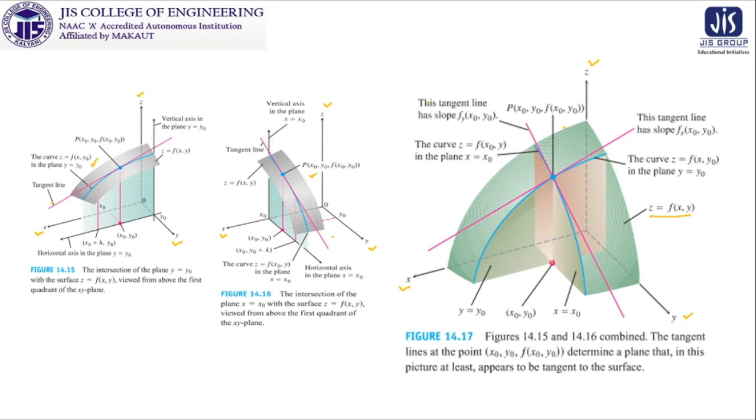I want to share one more piece of information with you, that this is another notation, f suffix x, which is nothing but del f del x. So for simplified notation, sometimes fx is used for del f del x, so obviously fy will be used for del f del y. So this is the combined figure of the partial derivative of f with respect to x and with respect to y.